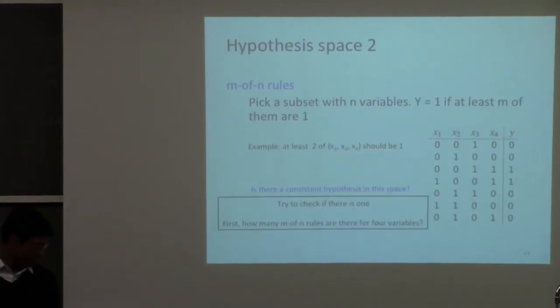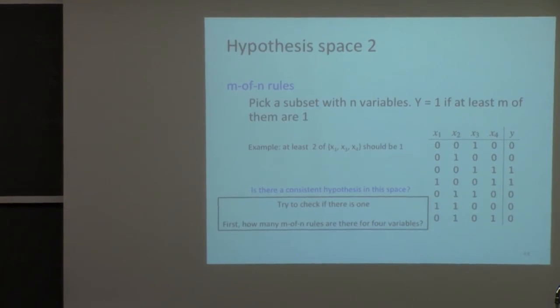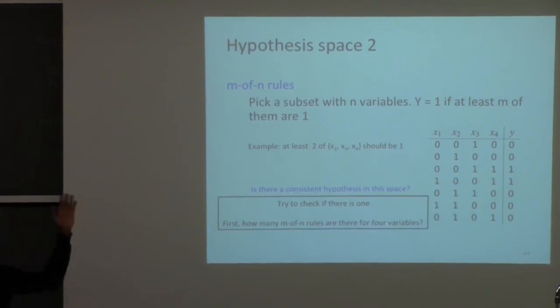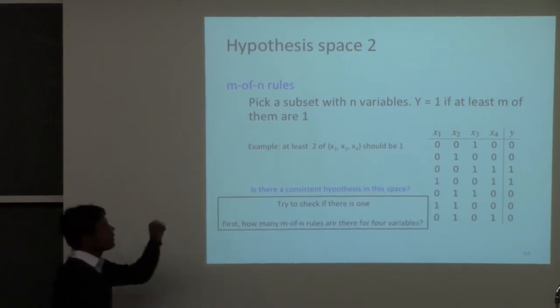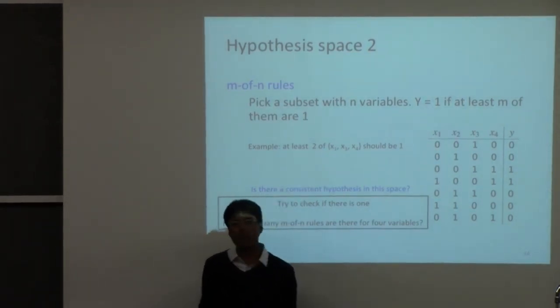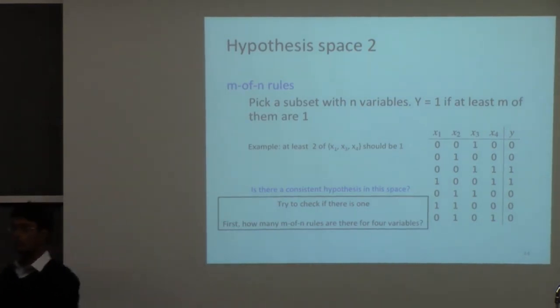I'm going to wind up because there's only 1 minute left, but here's another hypothesis space called the M of n rule. It says you fix a set of n variables, n can be in this case 1, 2, 3 or 4, and the functions in that space are of the following nature. You fix an n, fix an m. So something like at least 2 of these 3 variables should be 1 for my y to be 1.